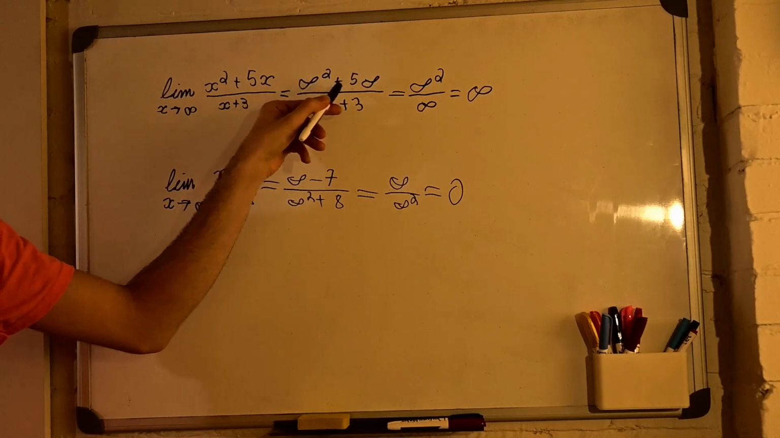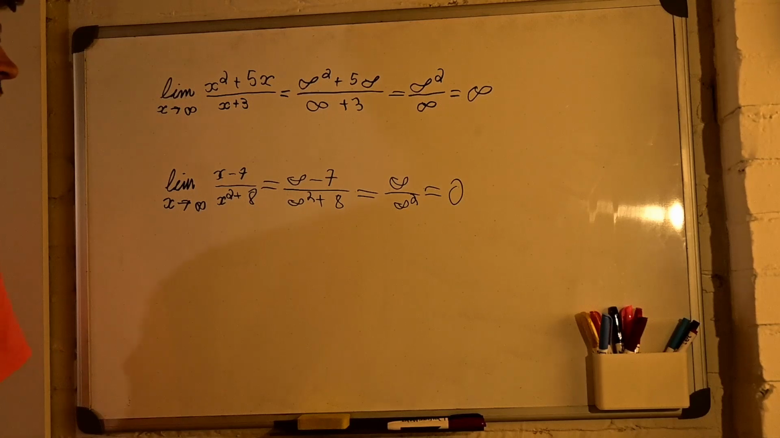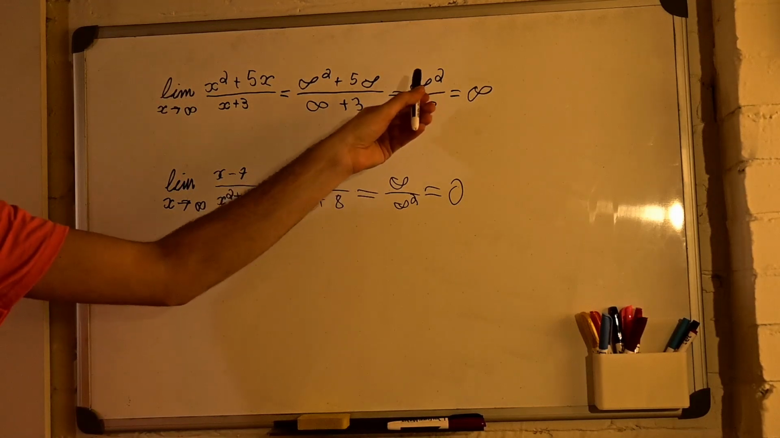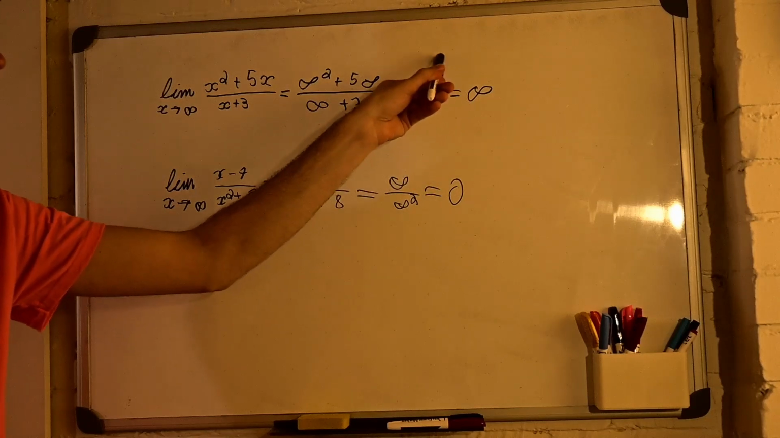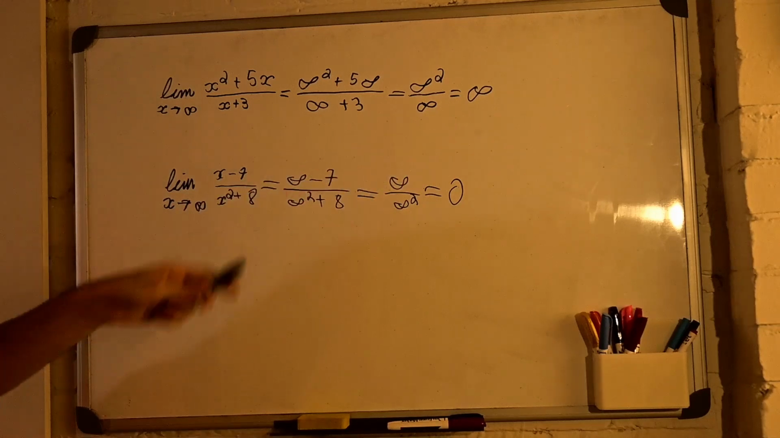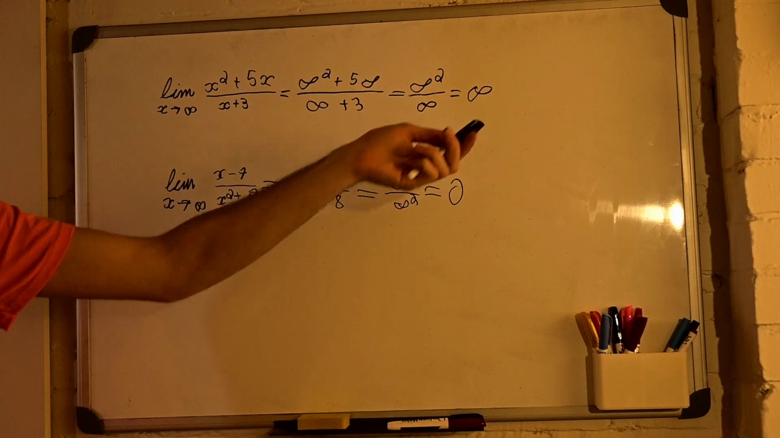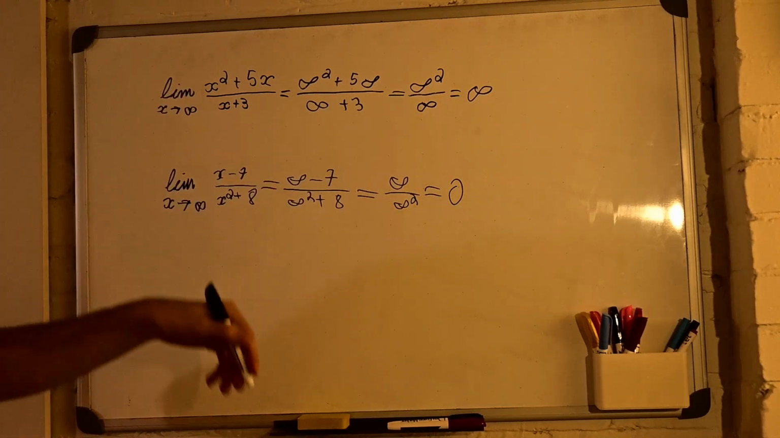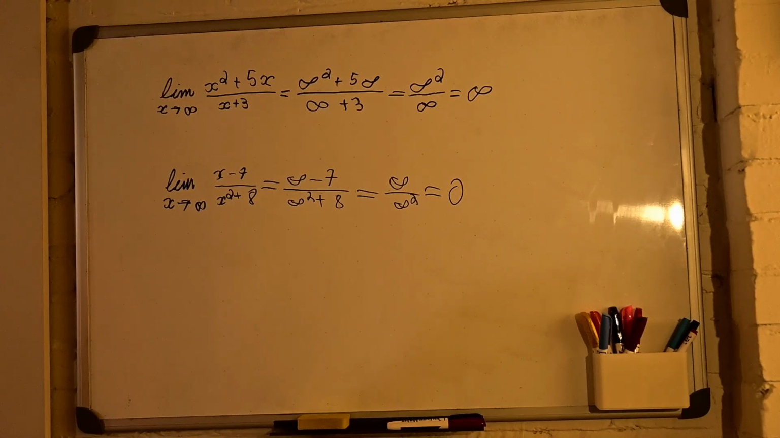Infinity squared is bigger than just infinity, or in this case, 5 times infinity. Infinity cubed is bigger than infinity squared. And that's important to keep track of. So we end up with infinity squared divided by infinity, and that just equals infinity, because infinity squared is bigger than infinity. So as x approaches infinity, you end up with infinity. And if you were to graph this, you would see that this graph just endlessly goes upwards to infinity.